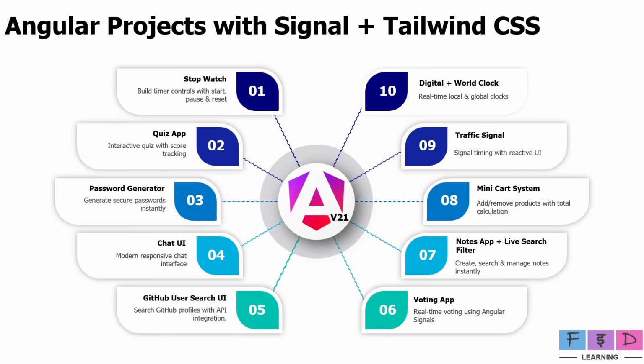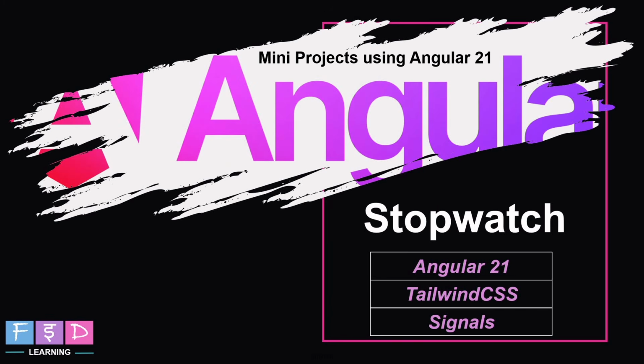So as per our project list, let's get started with the very first project, a simple and clean stopwatch application built with Angular 21 signals and Tailwind CSS. This is a great beginner-friendly mini project that helps us to understand how Angular signals work in real-time application.